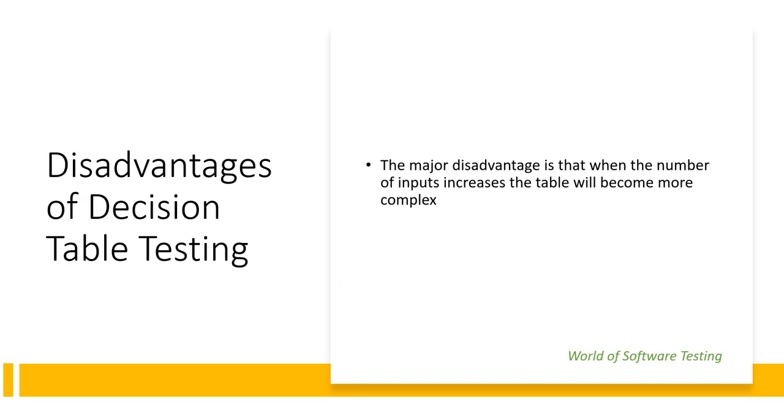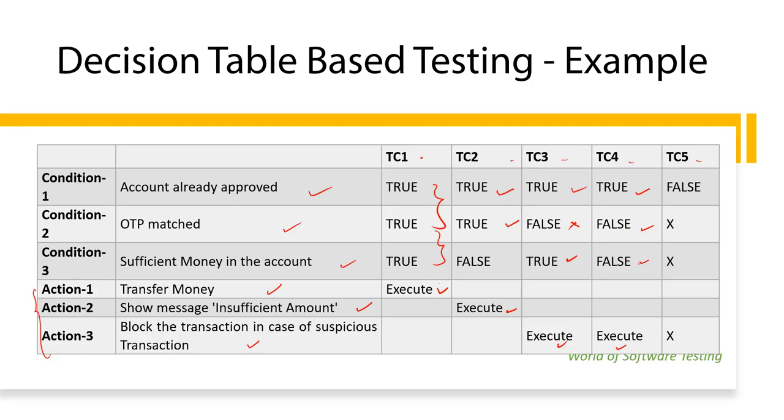Let's see the disadvantages of decision table based testing. The major disadvantage is that when the number of inputs increases, the table will become more complex. If you see in this table, the conditions are only 3, right? If we have a lot of inputs, that means we will have a lot of conditions, and definitely this table is going to be very large, very complex, and very time consuming to get the test coverage from decision table based testing. So in such cases, it's very difficult to use this kind of black box testing technique.